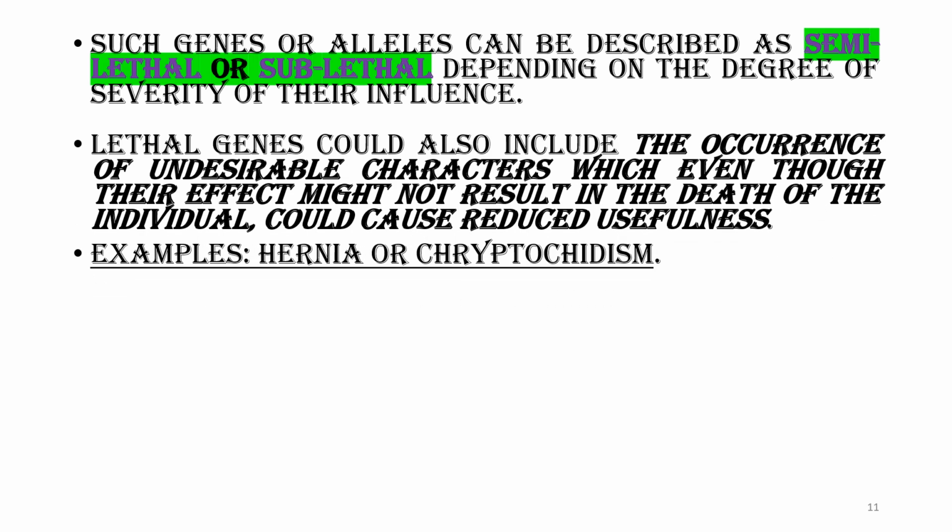Lethal genes could also include the occurrence of undesirable characters, which, even though their effect may not result in the death of the individual, could cause reduced usefulness. So, for example, we have hernia or cryptorchidism in animals. Other examples of undesirable characters or effects in humans, for example, are cases of sickle cell anemia, cases of albinism, cases of hemophilia, and other genetic diseases.